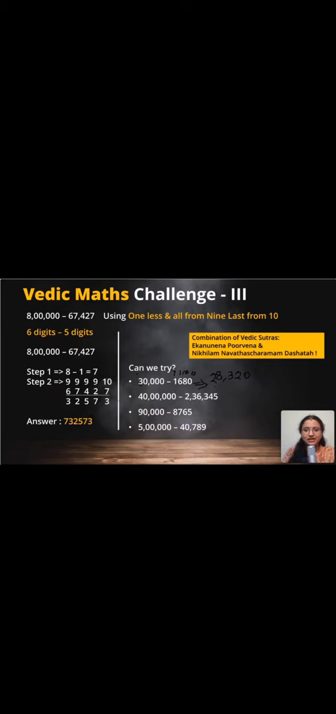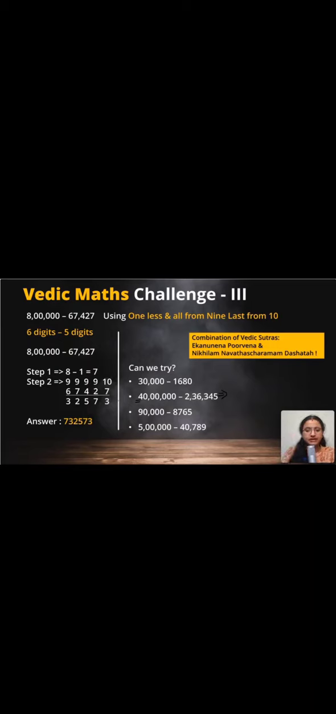28320. Many of you have already done all these three lovely answers on the screen. Now let's give it a try for this. So this is 40 lakh minus 2 lakh 36,345. First step is Ekan Nunena, because 40 lakh is a 7-digit number, 2 lakh 36,345 is a 6-digit number. Good to apply this rule.